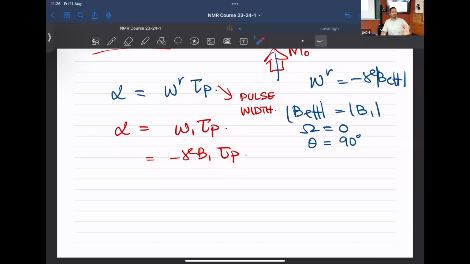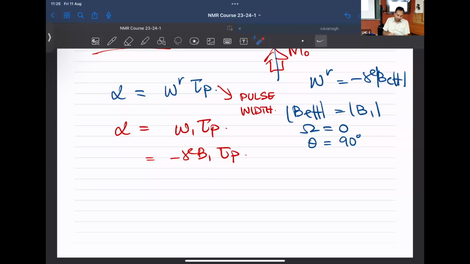For the same gamma, I'm assuming gamma is the same. You're looking at proton NMR, let's assume. Gamma does not change. So at that point, what ends up happening? You have to flip 90 degrees, let's assume. You can either flip it with high B1 or low B1. If you have high B1, the tau p has to be small. In theory, for hard pulses, we try to have as high a B1 as possible, so the tau p is as small as it could be.